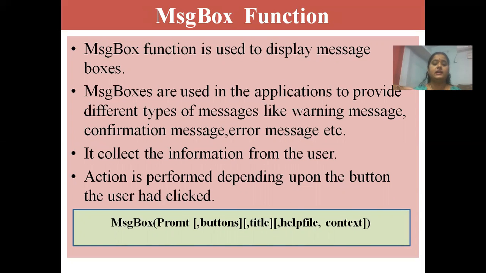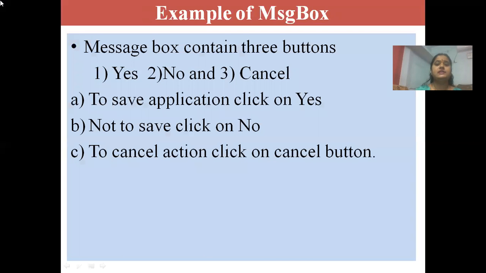If the user clicks the cancel button, then the application is cancelled. If yes is clicked, the application is processed. If no is clicked, it is not saved, and if save, then it saves the application. The syntax is message box, prompt, then buttons, title, help file, and context. Help file and context are optional fields. So this is the example of a message box.